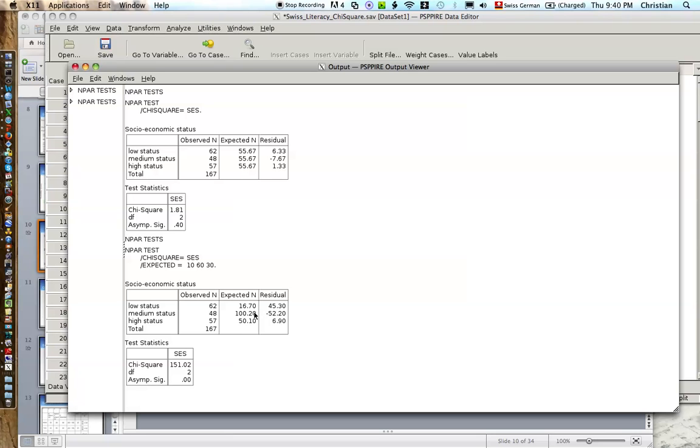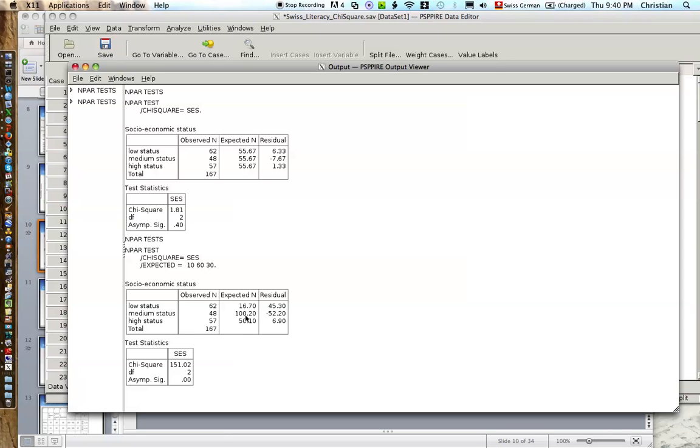So we could see for high status we would be about right, and for the others we deviate substantially. And we can really see that also in the chi-square. We get a chi-square of 151 with the same degrees of freedom of 2 as before, and this time it is highly significant. The p-value is below 0.05. So here we conclude that our observed frequencies are different from what we expected. So we would say that we are not matching the expectations for our population.